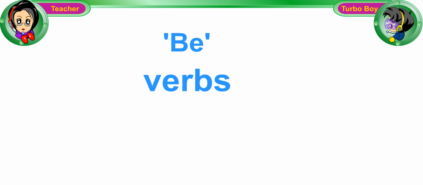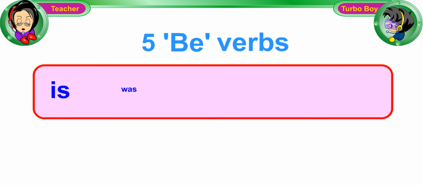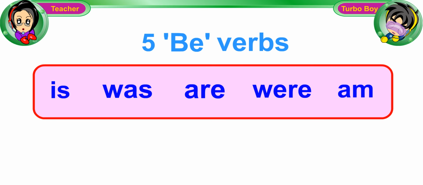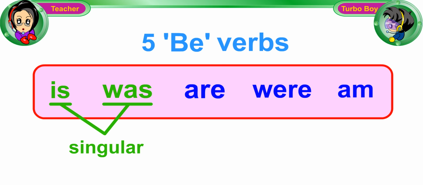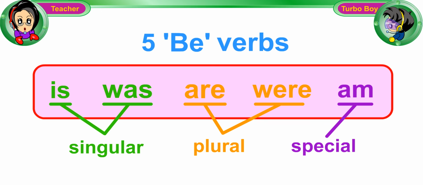There are 5 be verbs in English. They are is, was, are, were, and am. How do we know which be verb to choose? Well, is and was are singular, are and were are plural. Am is a special be verb. I'll explain why it's special later.